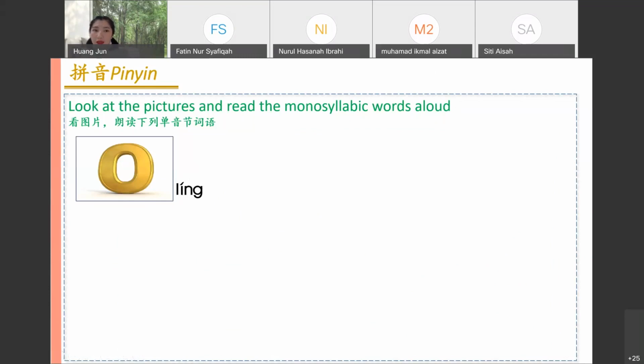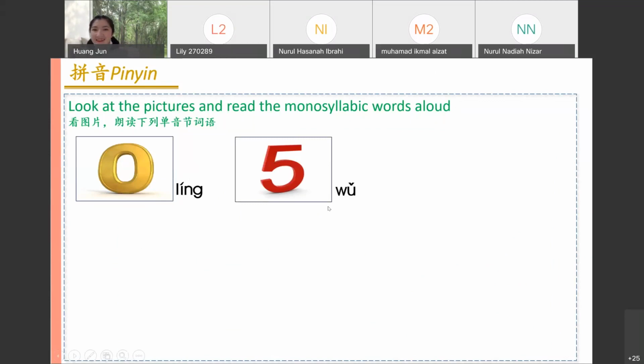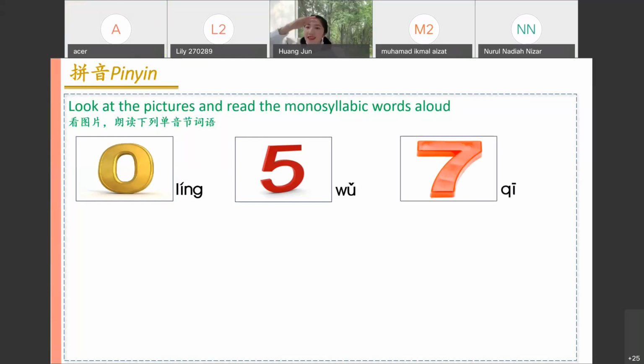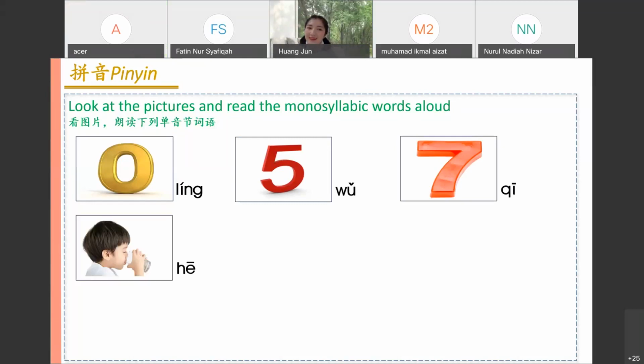Okay, try to read after me. This one, 零, 零. How do you read number 5? Tone, 五. Number 7? 七. Push more air. It's the cheese sound. 七.